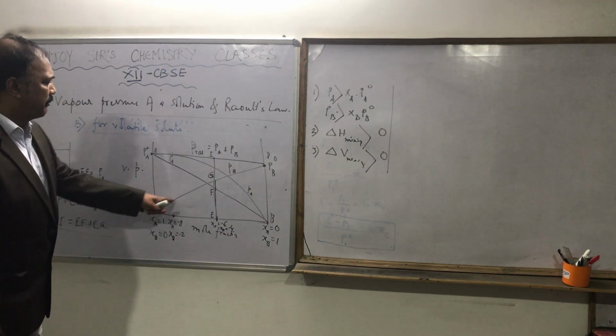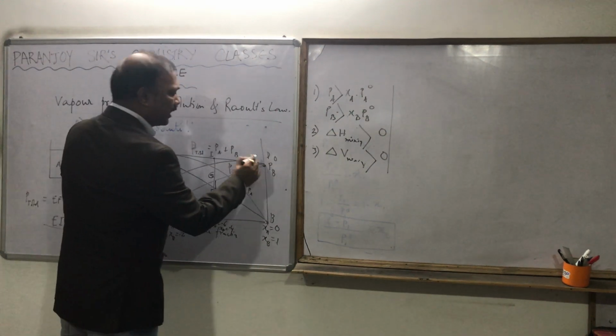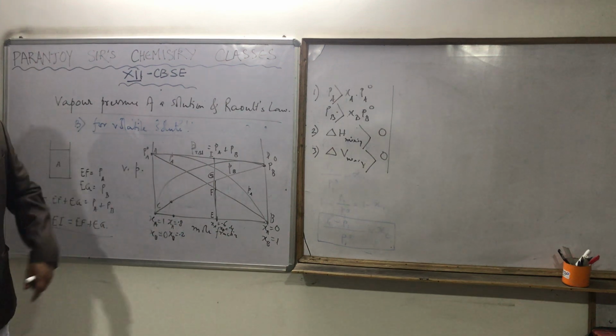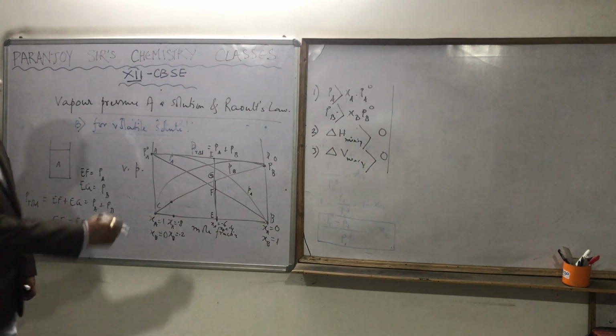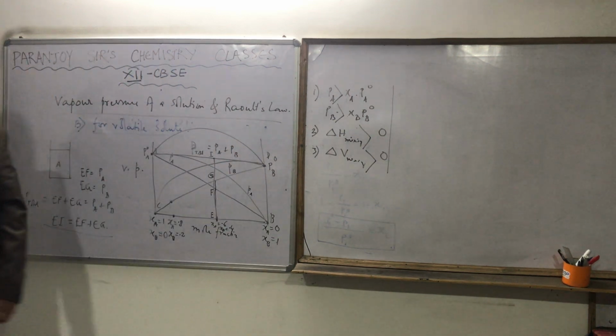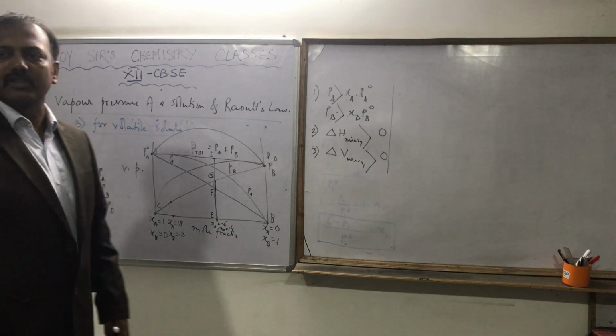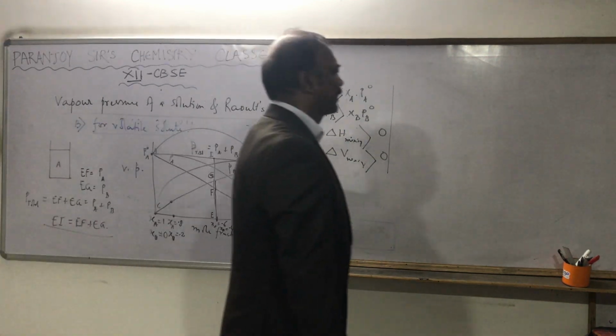Same way, whatever PB is expected, it is actually greater than this. And since PA and PB both are greater than the expected value, the total P will also be greater than the expected values. That is the positive deviation.